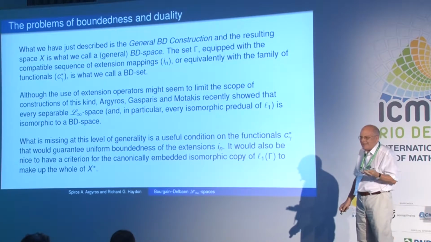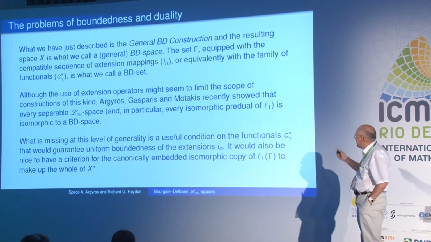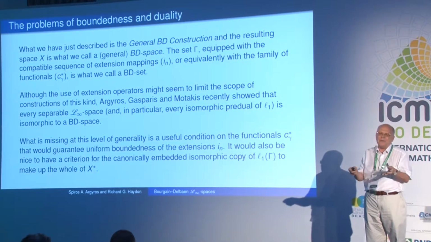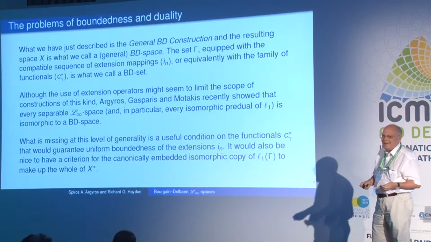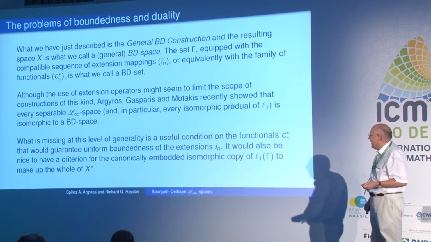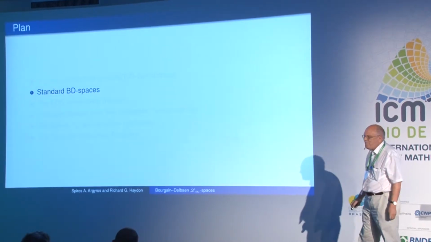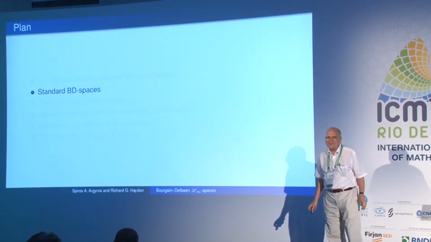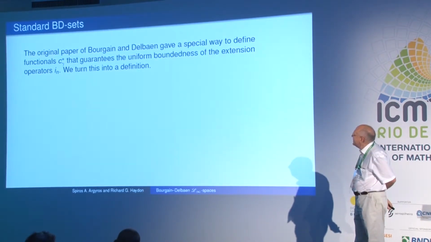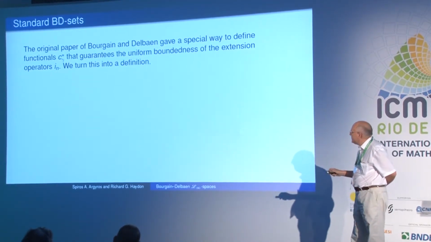Unfortunately, it's not easy to carry out explicit constructions because you don't have a condition on the C stars, because basically the data you're going to put into a construction are going to be the C stars. We're a million miles from having a necessary and sufficient condition for these to guarantee the boundedness. So fortunately, Bourgain and Delbaen had already dealt with this problem, and so we're going to now take a trick of theirs and turn it into a definition.